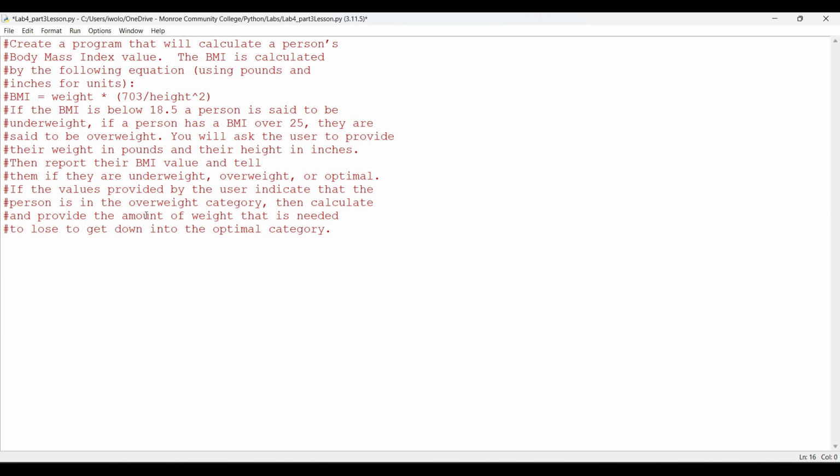Alright, now these instructions are going to be really important for us to write our code and tell us what it is that we need to do. So the first thing that I want to do is write a print statement just telling the user what this program is going to do. So I'm going to say print, this program will calculate your BMI and place you into a BMI category.